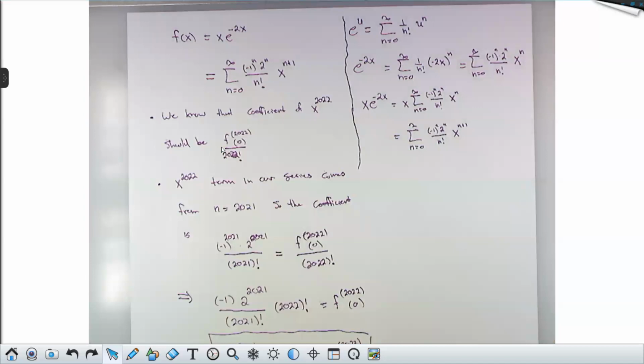And that's just Taylor's theorem. Taylor's theorem says that the coefficient of x to the n is the nth derivative evaluated at the center divided by n factorial. So the coefficient of x to the 2022 should be the 2022nd derivative evaluated at 0 divided by 2022 factorial.